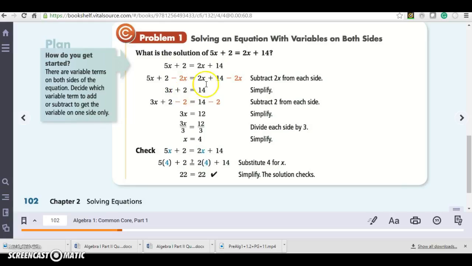So now I want my constant terms on the right side since I have my variable terms on the left side. So I'm going to subtract 2 from both sides, and I get 3x equals 12. Divide both sides by 3, and I get x equals 4. I can check my solution. So when I plug in 4, I get 20 plus 2, which is 22. And here I get 8 plus 14, which is also 22. So it works out.